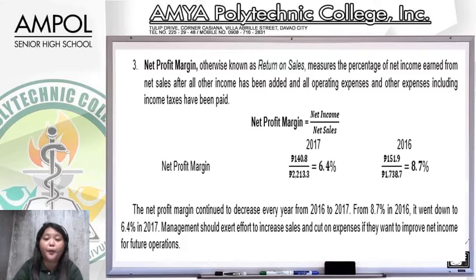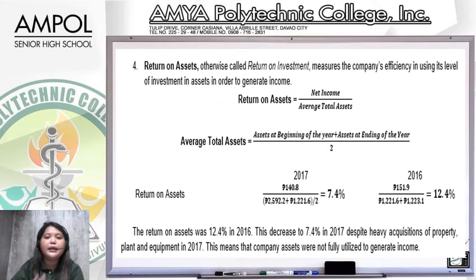Fourth, we have the return on assets, which is also called the return on investment. This measures the company's efficiency in using its level of investment in assets in order to generate income. The formula for return on assets is net income divided by the average total assets.